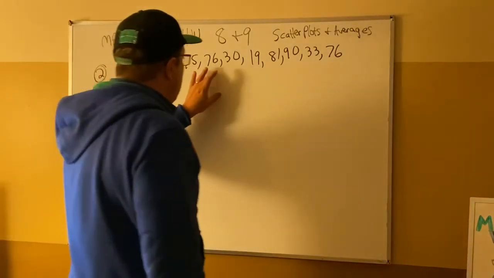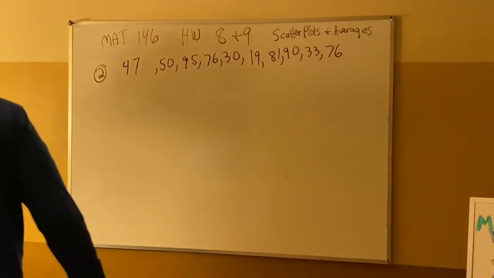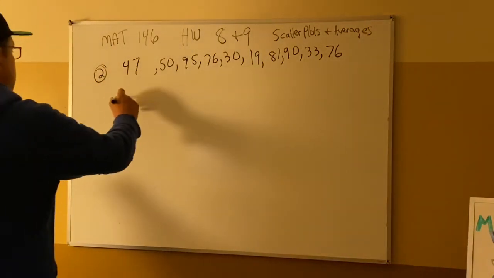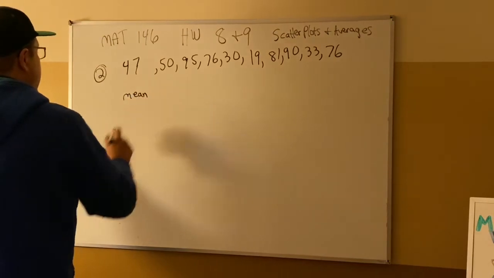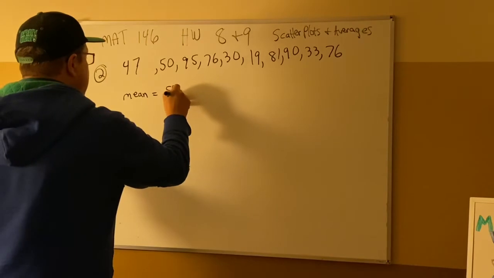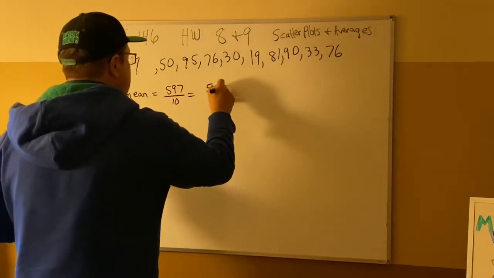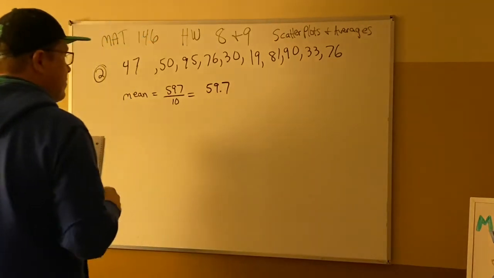1, 2, 3, 4, 5, 6, 7, 8, 9, 10 values. And if we add up the values, we're going to see that the mean comes from adding up the values, which you can go ahead and do on your calculator. You'll see that it gets 597 for the total of those to divide by 10, and the mean comes out to be 59.7. So we've got our mean.